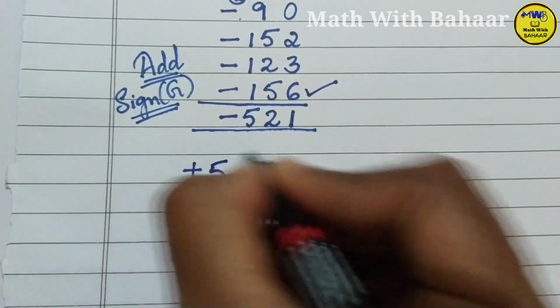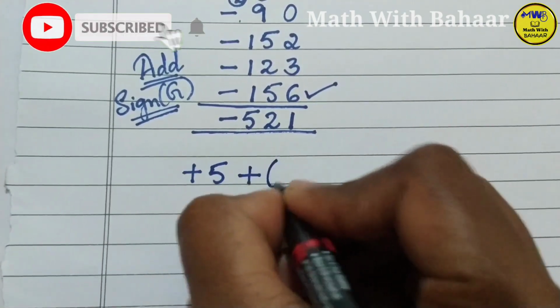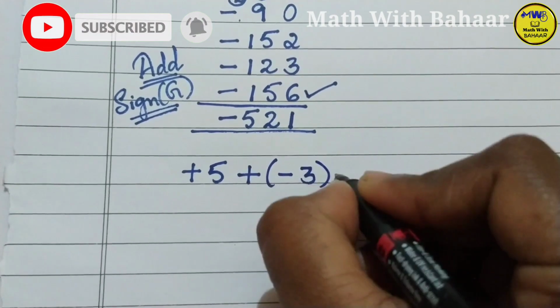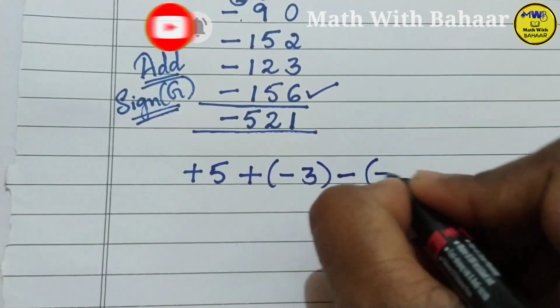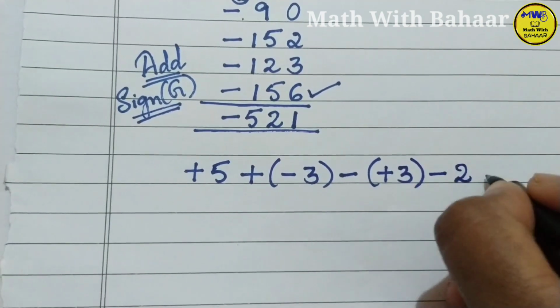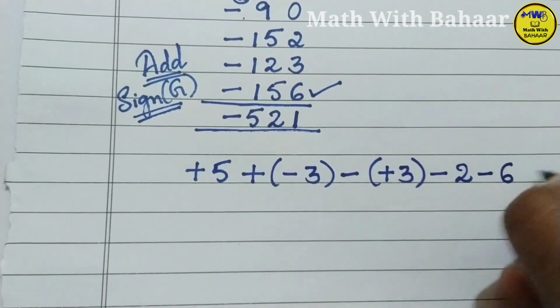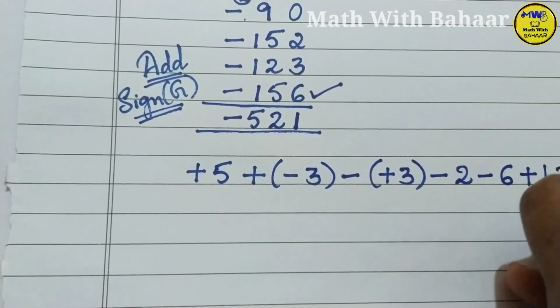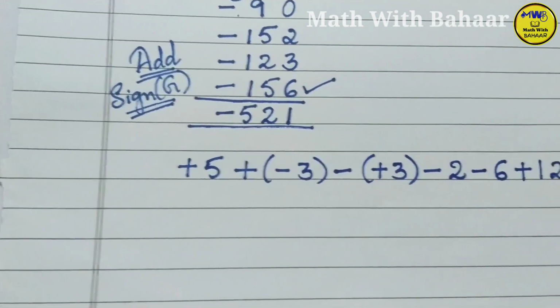Plus 5 plus of minus 3. Here the bracket represents multiplication: into minus of plus 3. Again there is a bracket, that means it's into minus 2. Minus 6 and plus 12. So let us solve this problem now.